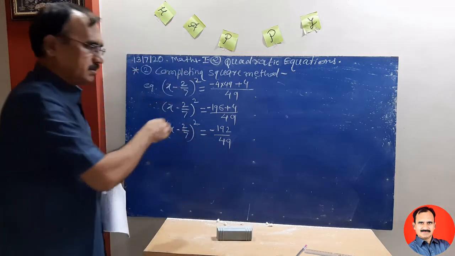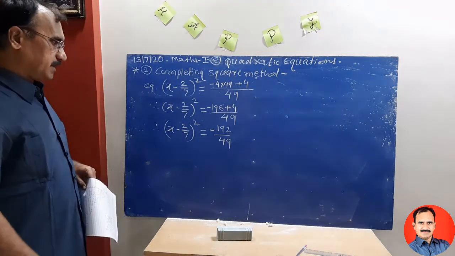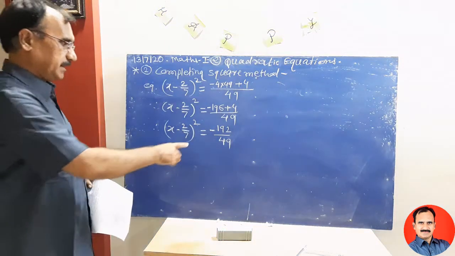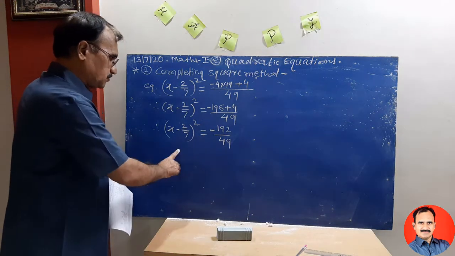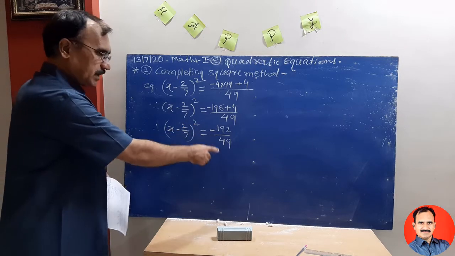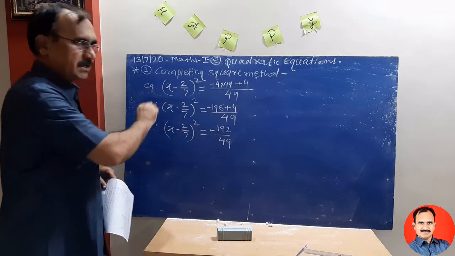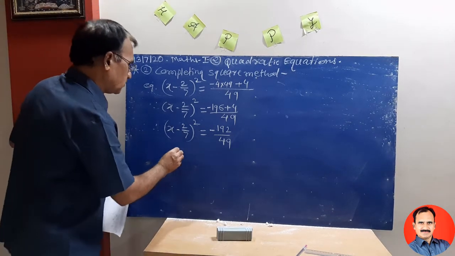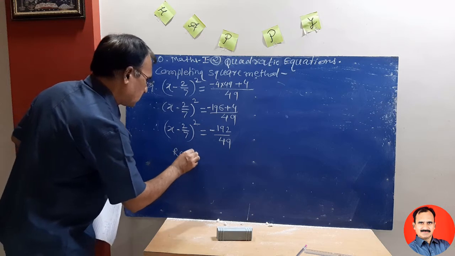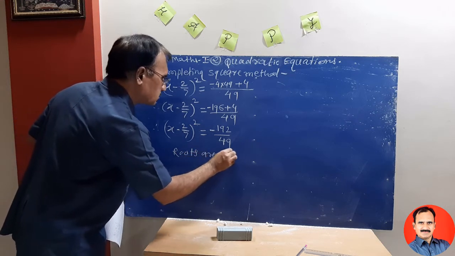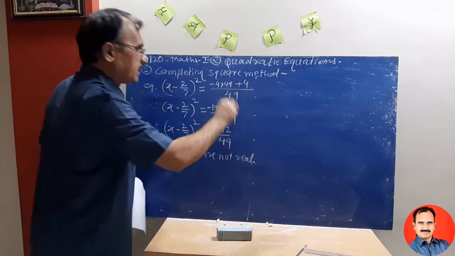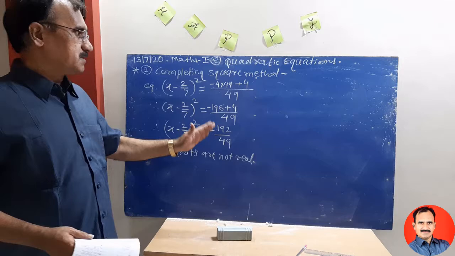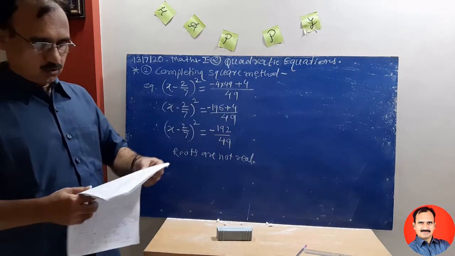But if this situation comes in our example, then again we cannot solve, because we cannot find the root of a negative number. By taking the square root of both sides, we can take the root of this side, but we cannot write the root of this side because it is negative. We cannot take the square root of a negative number. Therefore, the roots are not real. And if there is a positive sign, we can solve such types of examples in practice set 2.3.